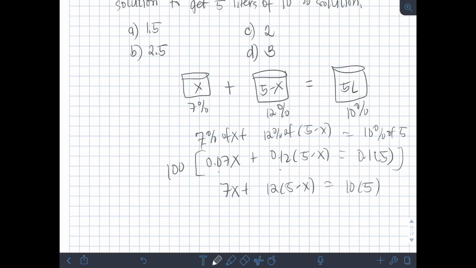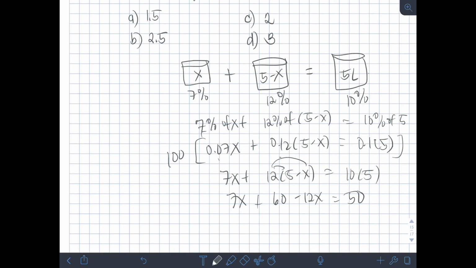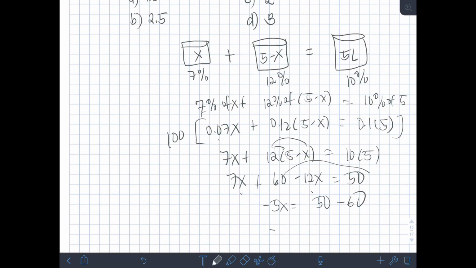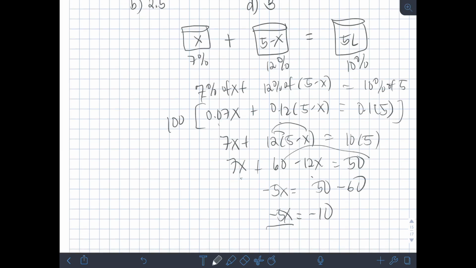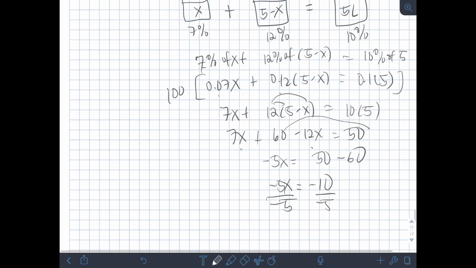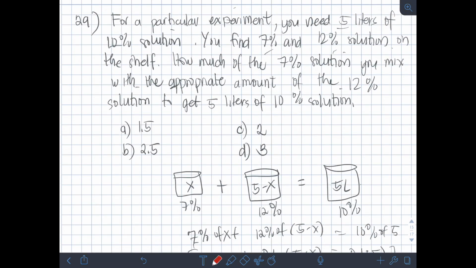Okay? Simplify. So, we have 7x plus distribute. So, 60 minus 12x is equal to 50. So, we have 7x minus 12x is negative 5x equals 50. Transpose 60: negative 5x is equal to 50 minus 60, which is negative 10. Divide both sides by negative 5. We have x is equal to 2. So, therefore, the answer is letter C.